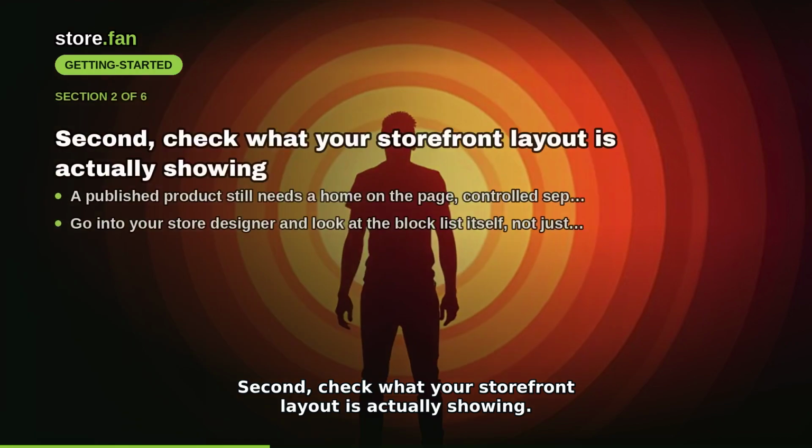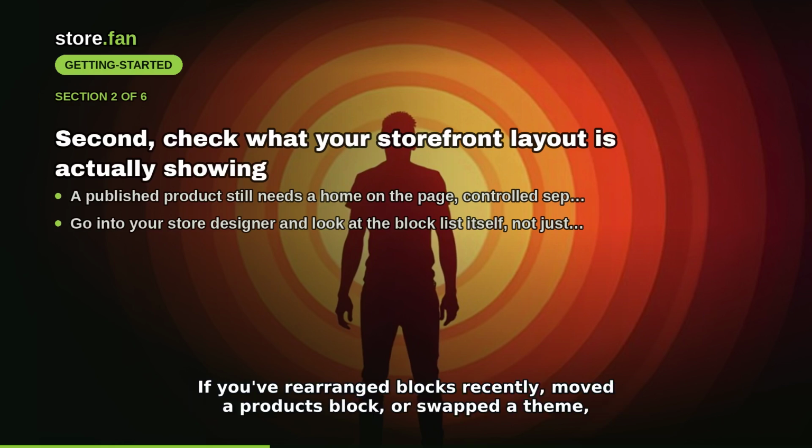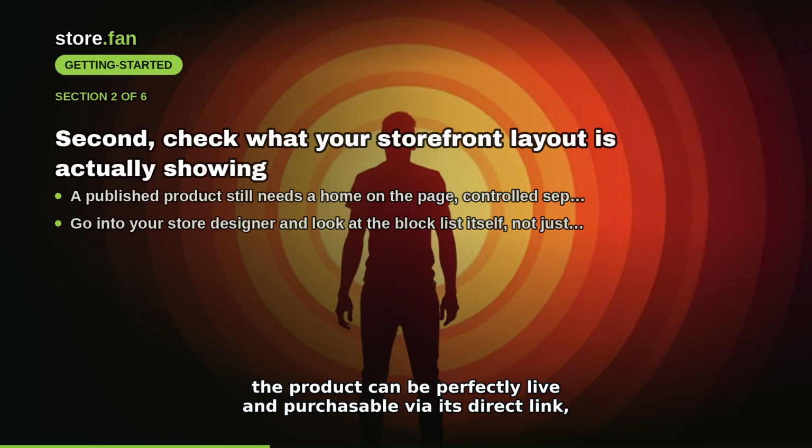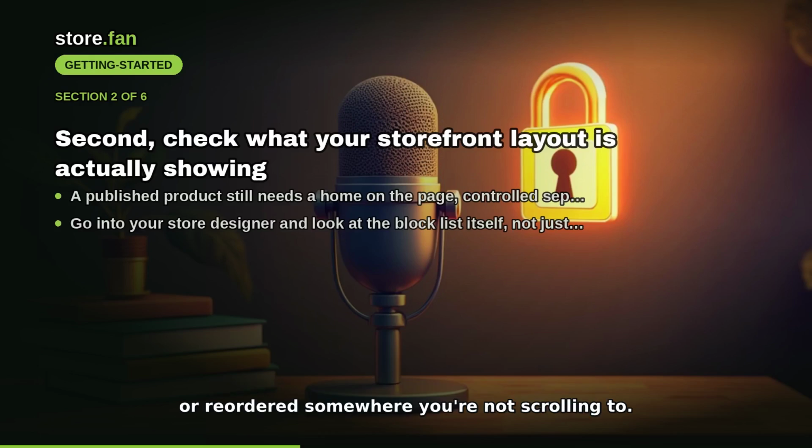Second, check what your storefront layout is actually showing. A published product still needs a home on the page, controlled separately in your store designer. If you've rearranged blocks recently, moved a product's block, or swapped a theme, the product can be perfectly live and purchasable via its direct link, while the block that's supposed to display it on your main page got hidden, deleted, or reordered somewhere you're not scrolling to.